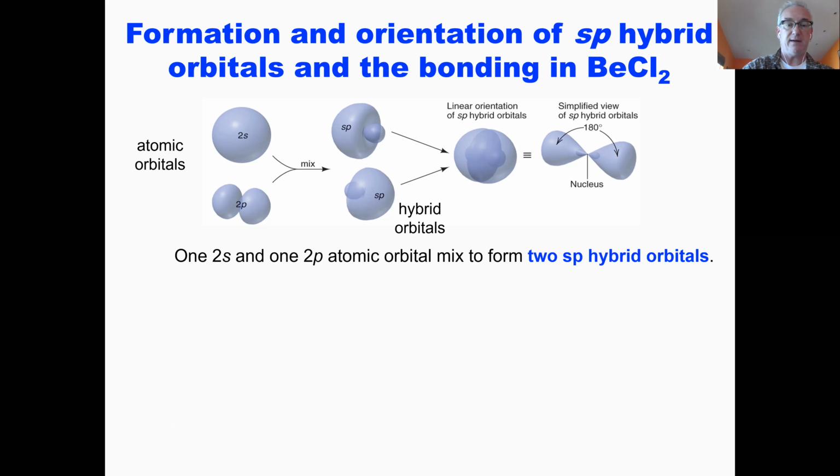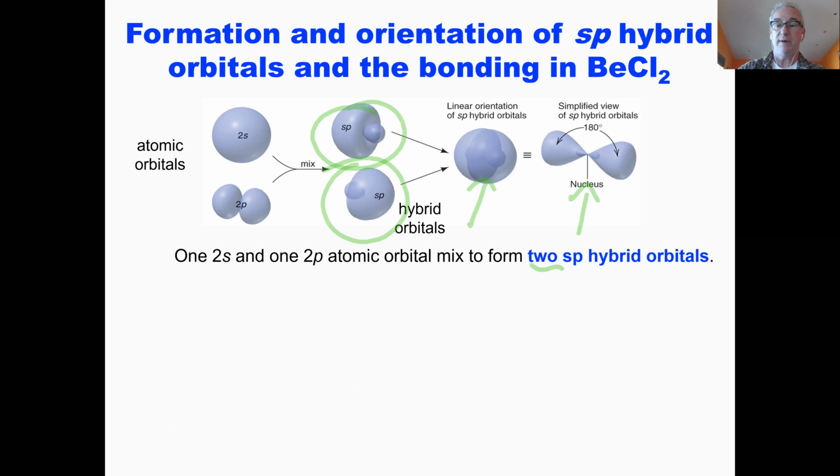So here's the sp orbital here. And you can see it looks a little bit like an S and a little bit like a P. And so it's sort of halfway between S and P. And it helps increase the overlap that you would see. You get better overlap with a p orbital than you do with an s because the s is bigger. And so by combining the two, you increase the overlap.